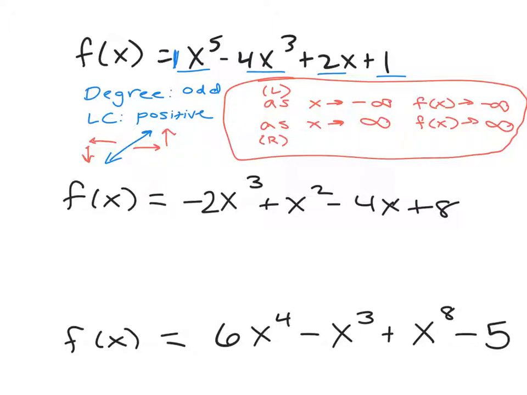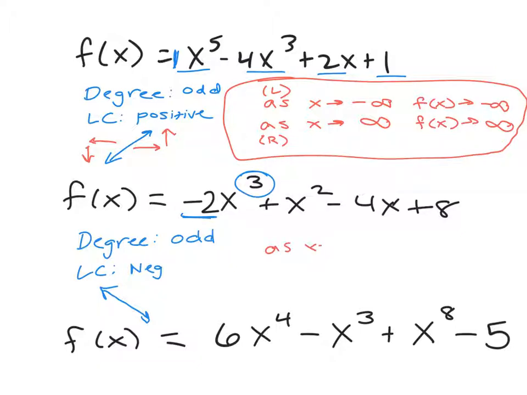So let's look at this next one. We have a degree of 3 because that's the highest exponent. So our degree is odd. And we have a leading coefficient that is negative. So I should have something that looks like a negatively sloped line here. And again, it may not be a line, right? I'm just using that as a way to remember which way my opposite end behaviors go. And then I can write my statements.